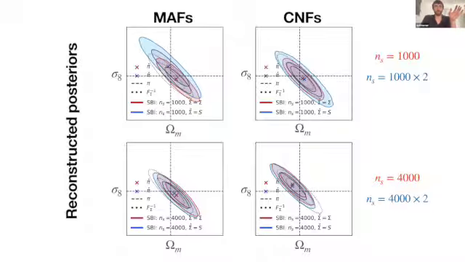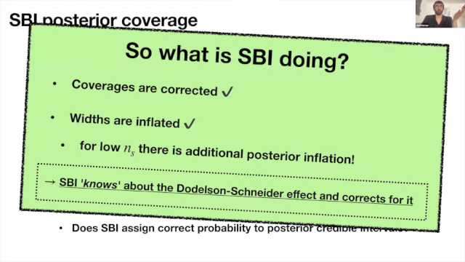So I've just shown you quite a lot. What is SBI actually doing? The coverages are correct. We obtain the correct coverage for the 1 and 2 sigma credible intervals, and the widths are inflated, as I showed you before. But for low numbers of simulations, there is an additional posterior inflation. So we're using this to say that SBI knows about this Dodelson-Schneider effect, and it actually corrects for it here. So yeah, that's the main result for the day today.